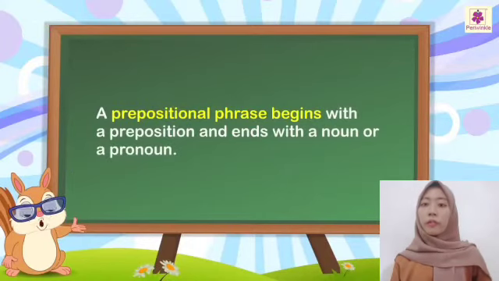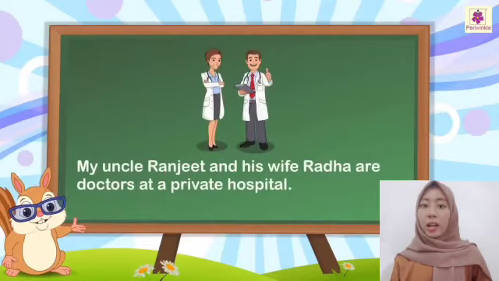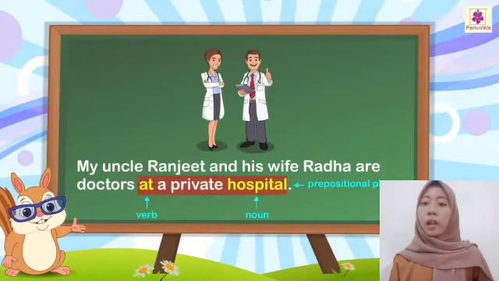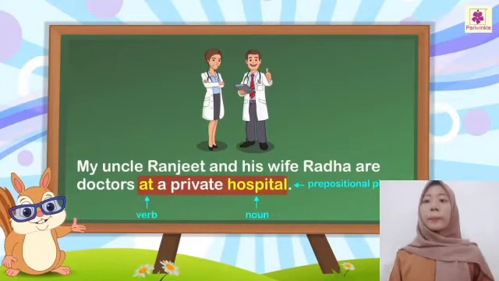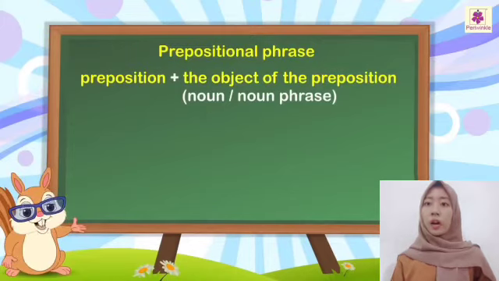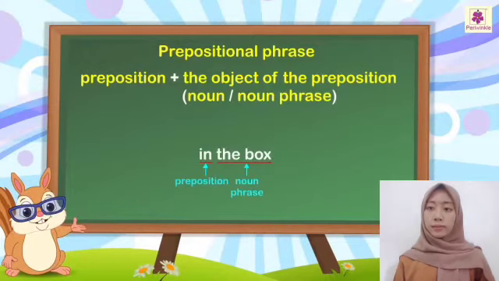A prepositional phrase begins with a preposition and ends with a noun or pronoun. For example, my uncle Panjit and his wife Rada are doctors at a private hospital. A prepositional phrase has a form on the following pattern: preposition plus the object of the preposition, or noun phrase. For example, in the box.